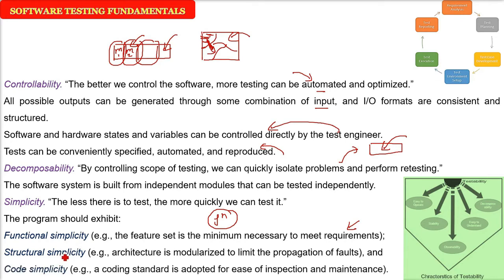Code simplicity. If you have used a certain standard to write your code, and this standard is known everywhere, because we need to follow certain standards, say IEEE or ISO. For example, for aircraft, the MISRA standard is there. So if a coding standard is adopted, we can easily inspect and maintain the software.